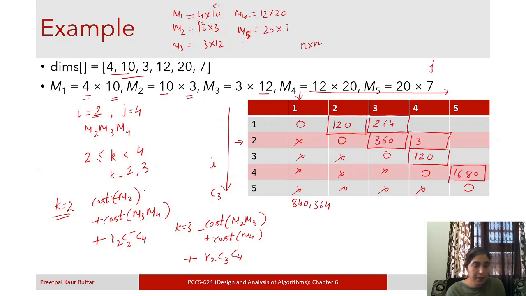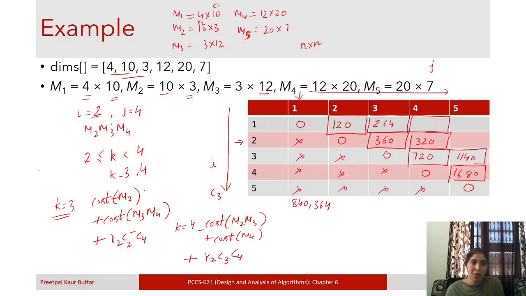It is 320. Similarly, for here also, now matrices 3 to 5 will be considered. So k has two options, 3 or 4. Okay, in a similar order you will compute for the two options when k is 3 and when k is 4, and you will pick the minimum and you will get the answer. It will be 1140. Okay.